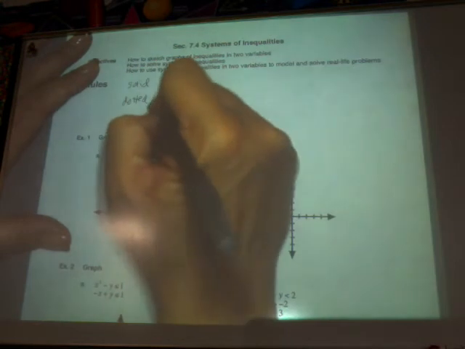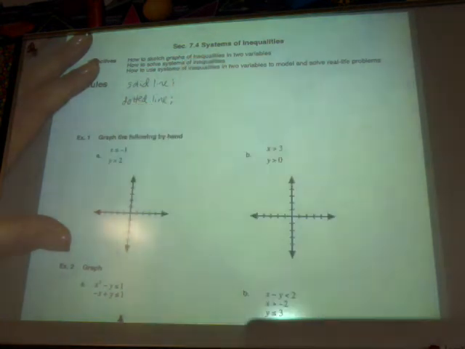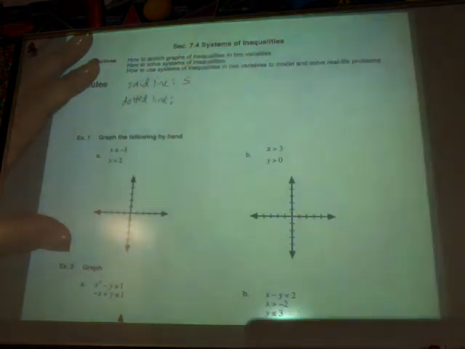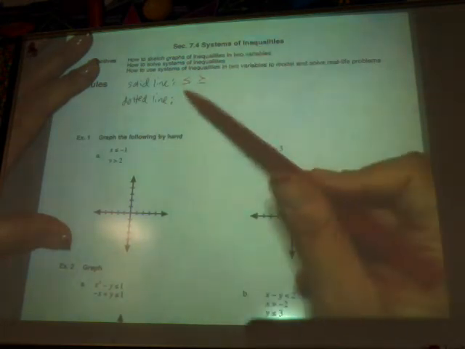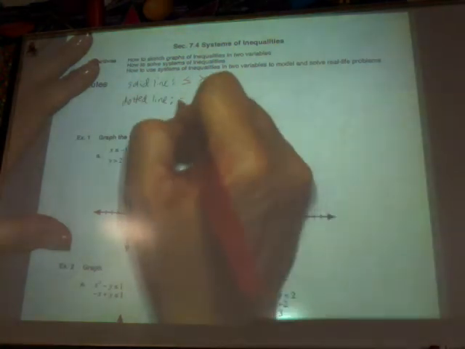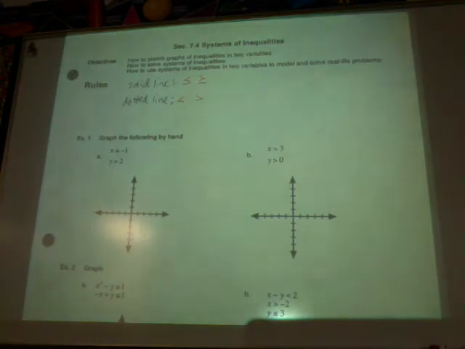Solid is greater than or equal to. Yeah, you know you have a solid line if it's less than or equal to or greater than or equal to. In other words, if you had this equals to under there, you're going to fill in a solid line. If it's missing, just less than or just greater than, you have a dotted line. It's like open and closed circle on the number line, right?